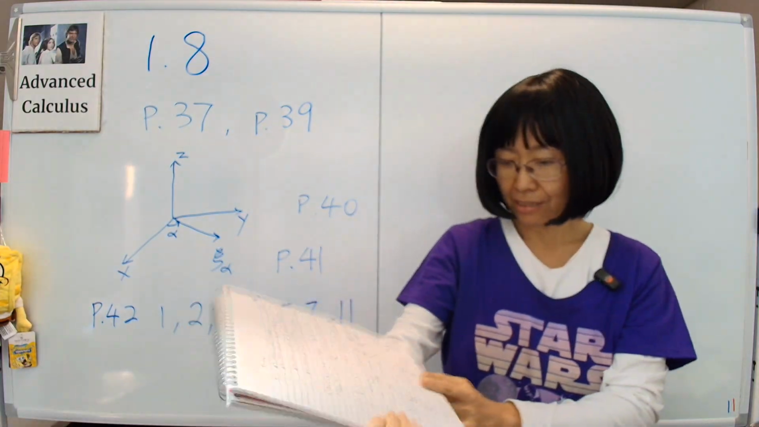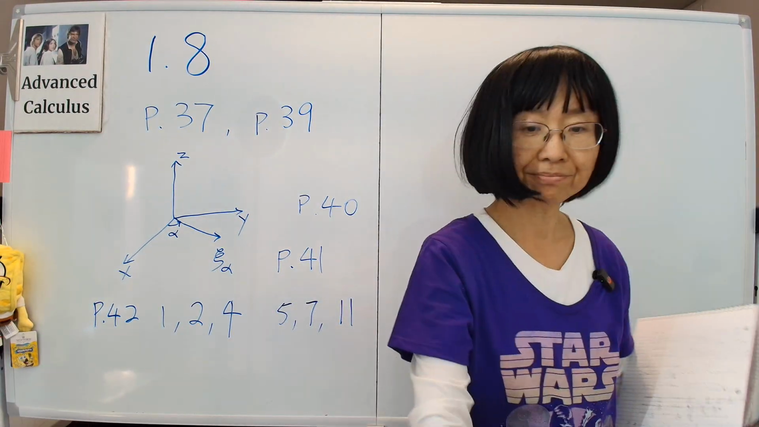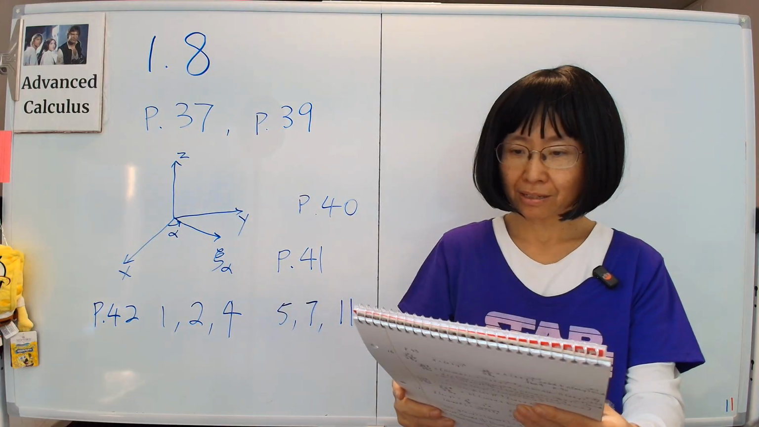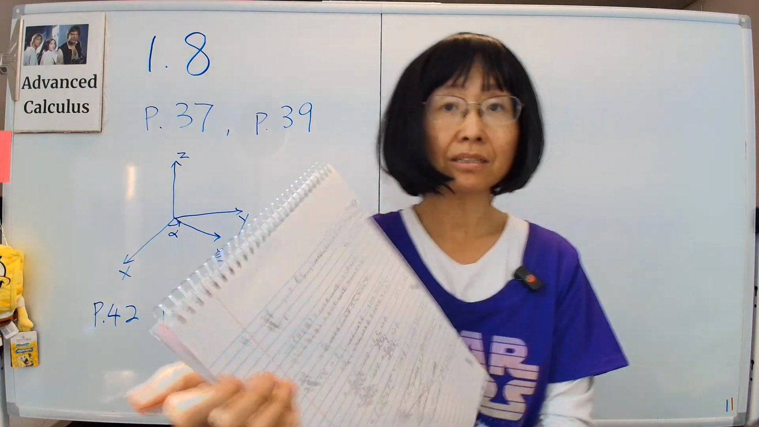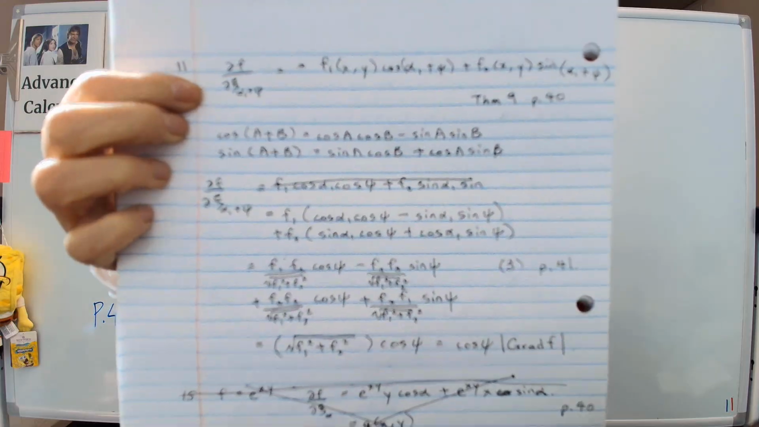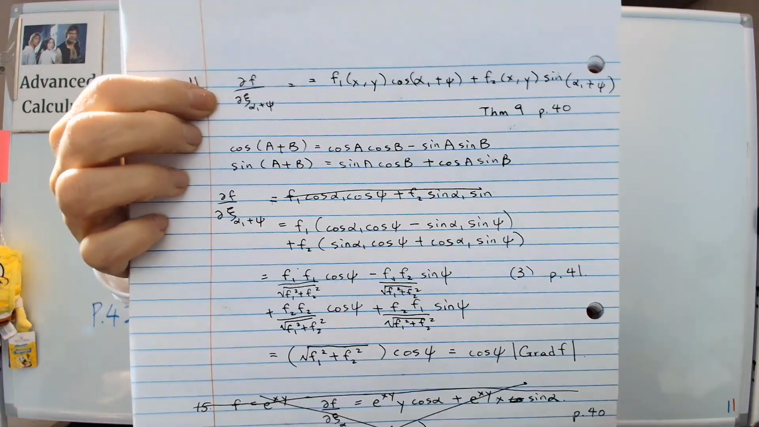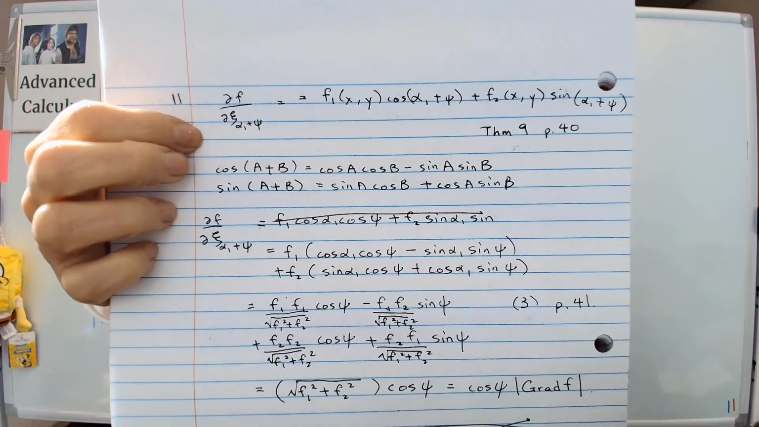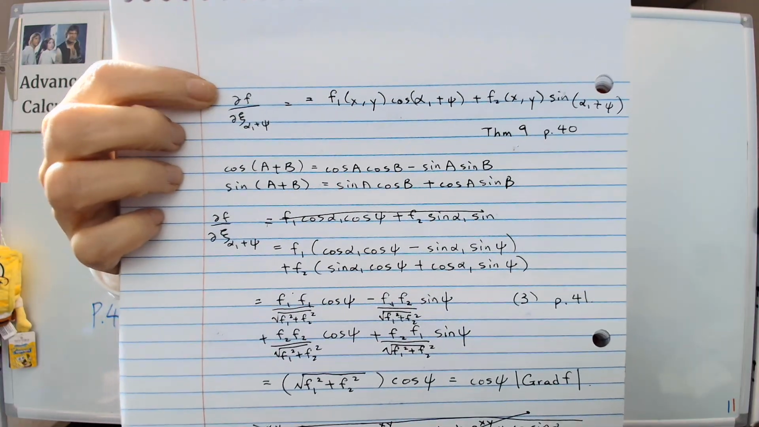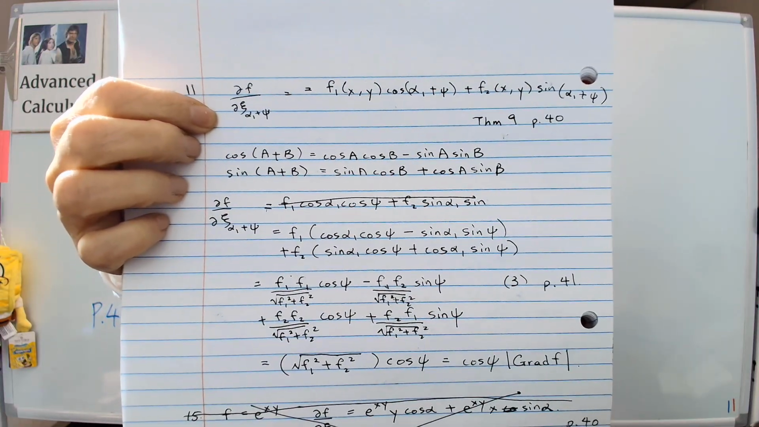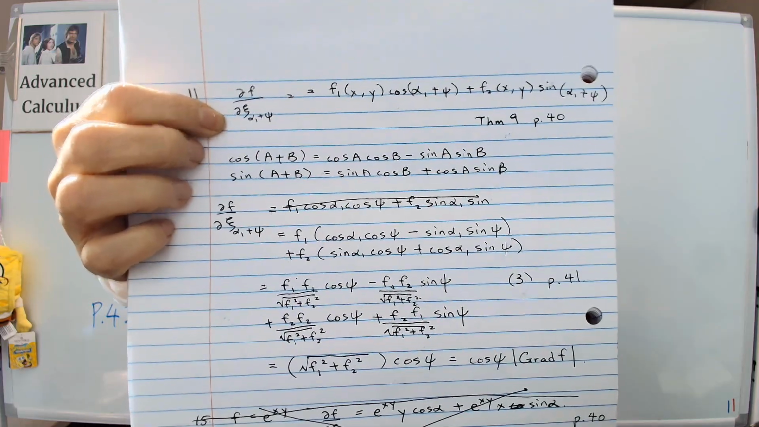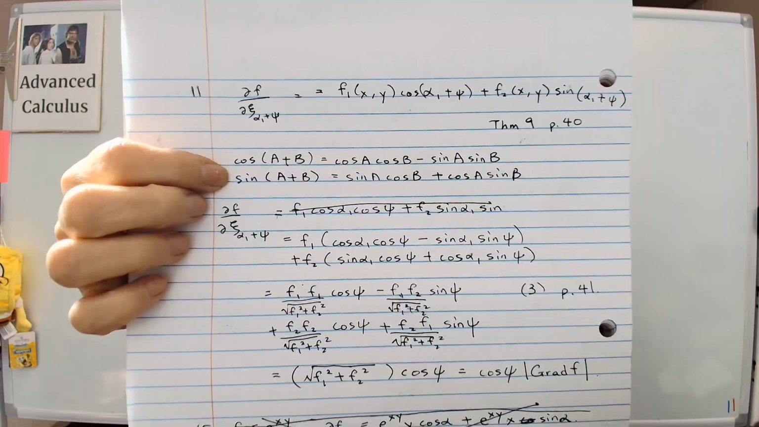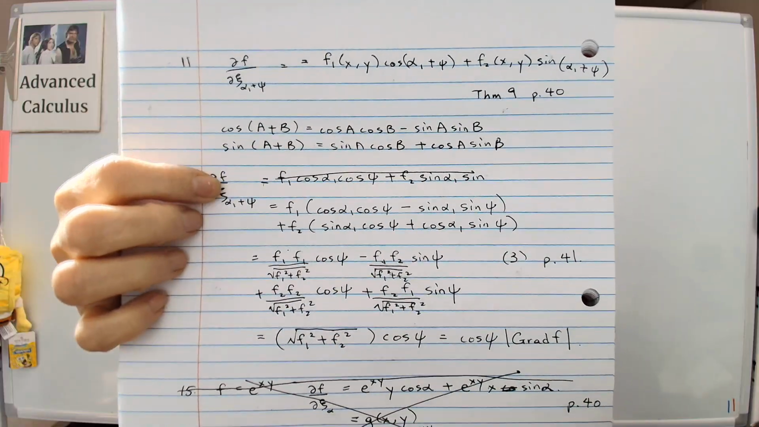Okay, so next, let's look at problem 11. Now, problem 11 looks like we're just going to go by the definition. So the definition of the directional derivative is on page 40, theorem 9. We're going to go by theorem 9. Okay, so if you write it in, then you notice you have a sum of angles of sine and cosine. So what are we going to do? We're going to pull these identities back out from trigonometry and then plug things in.